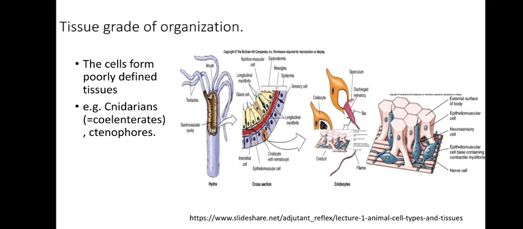Next one is the tissue grade of organization. Now what is a tissue? A tissue is a group of cells. Is it just any group of cells? No, a group of cells where they have a common origin. They must originate from a common cell, and they must have similar structure and similar function. Because they have similar structure, obviously they will be carrying out similar function with coordination. Such a group of cells with a common origin, similar structure and similar function is called a tissue.